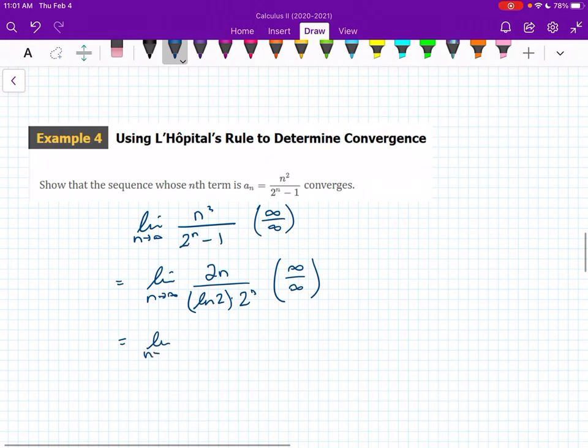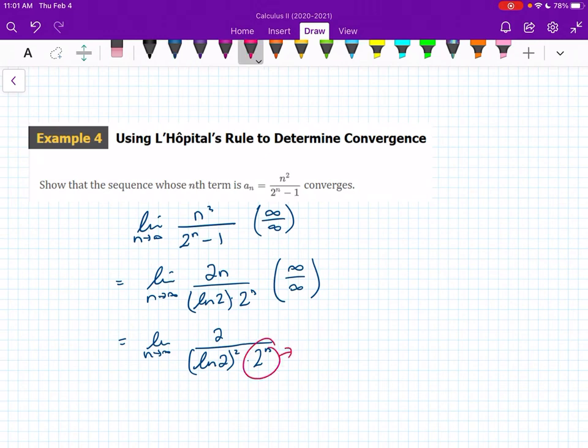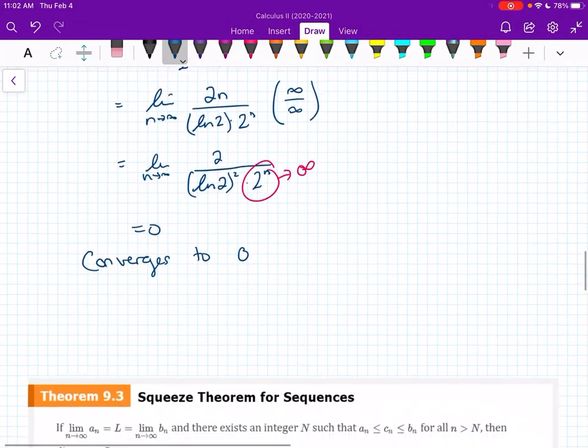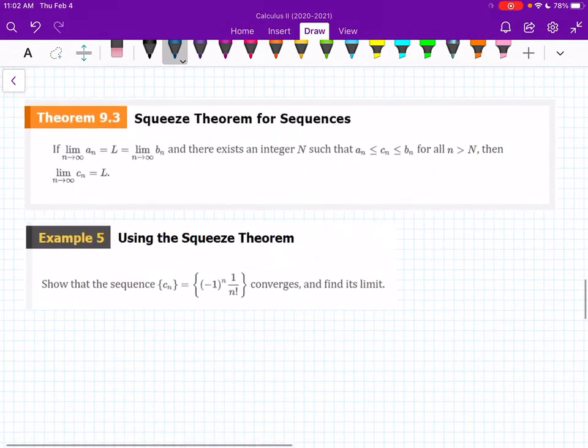So now I have the limit as n approaches infinity of 2 over natural log of 2 times natural log of 2, so natural log of 2 squared times 2 to the n. And here I see that this term is going to infinity. And so since that is going to infinity on the denominator, I know the whole limit is approaching 0, so I would say this converges to 0. Great.